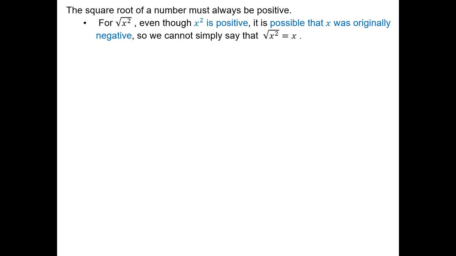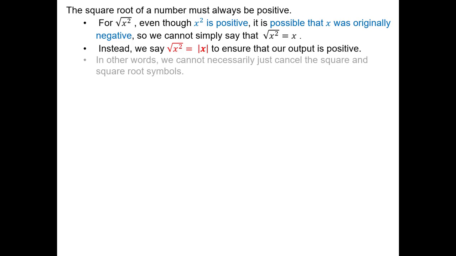And so we can't simply say that the square root of x squared is x and just cancel out those quantities. Instead, we have to say that the square root of x squared is the absolute value of x, so that we ensure that the answer is positive. So in other words, we can't necessarily just cancel the square and the square root symbols. So let's take a look at a reason why.